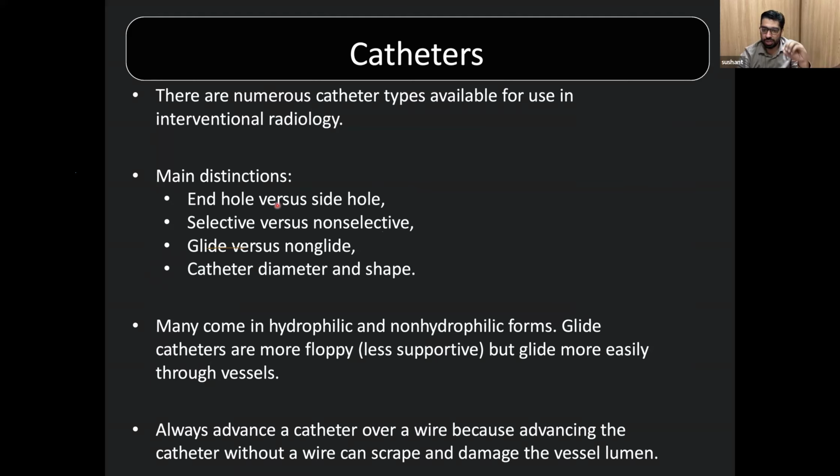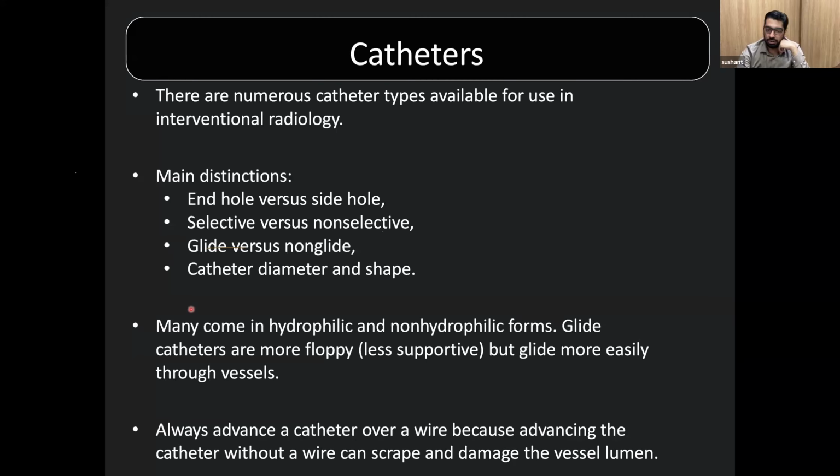End hole is used, for example, if we want to take a run from the celiac artery selectively. If we want an aortogram, we will use a multi-side hole catheter. Then selective versus non-selective: pigtail will be non-selective, and selective will be the end hole catheters. And again, glide versus non-glide depends on the coating, diameter and shape.